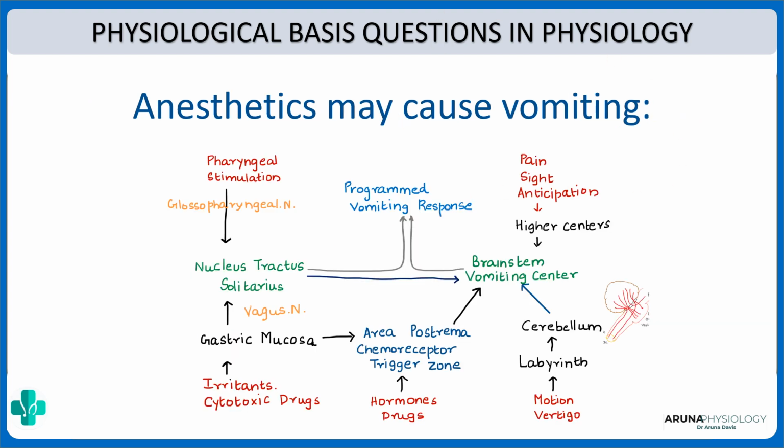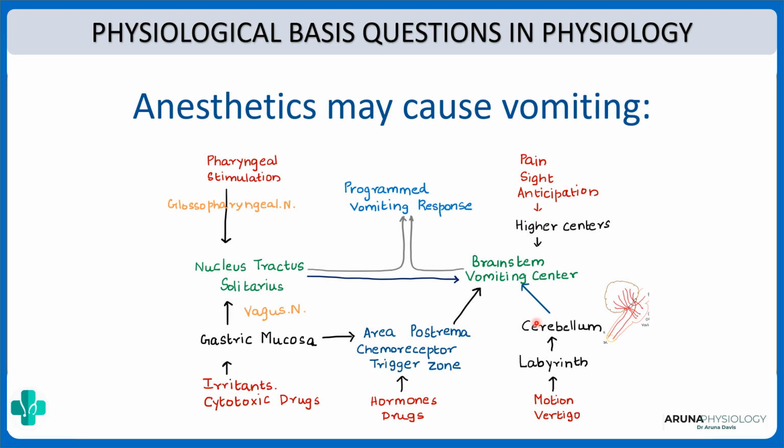Another important question that can be asked is, why do some anesthetics cause vomiting? For that, we have to know the basic mechanism of vomiting. So see, this is a flow chart which shows that basically we've got a brainstem vomiting center which can be stimulated in various conditions, like when you have motion sickness or vertigo, when you have intense pain or some sights or anticipation.